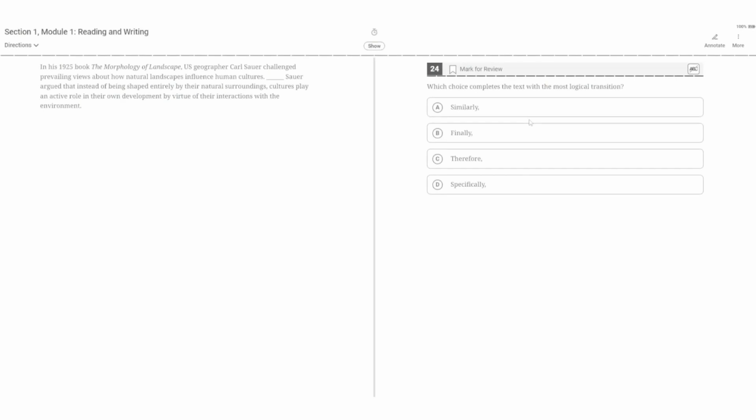Which choice completes the text with the most logical transition? In his 1925 book, The Morphology of Landscape, U.S. geographer Carl Sauer challenged prevailing views about how natural landscapes influence human cultures. Blank, Sauer argued that instead of being shaped entirely by their natural surroundings, cultures play an active role in their own development by virtue of their interaction with the environment.